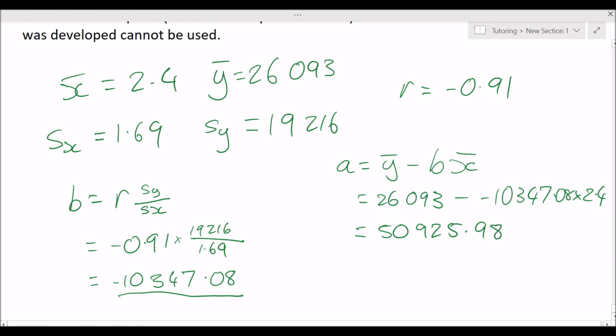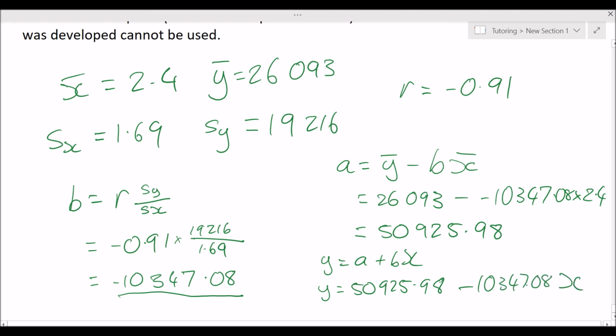So our equation of the line, remember it's y equals a plus bx, should be that. That's an 8, let me try that again. There's our equation of that line. So that's pretty much covered all of that topic now.